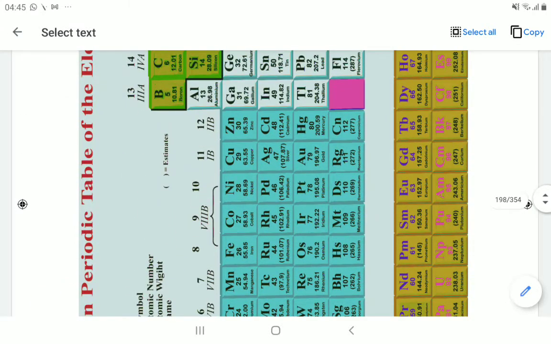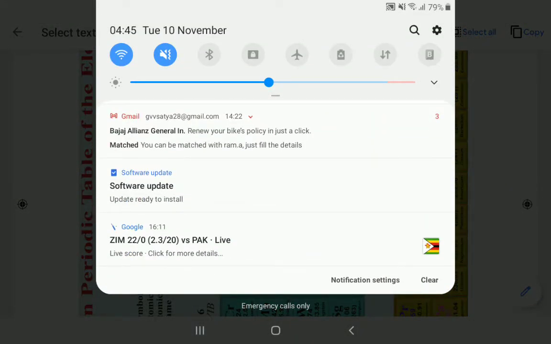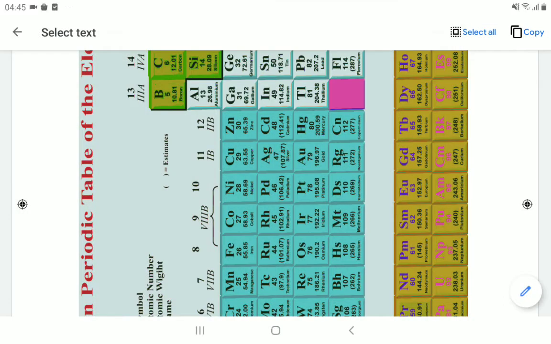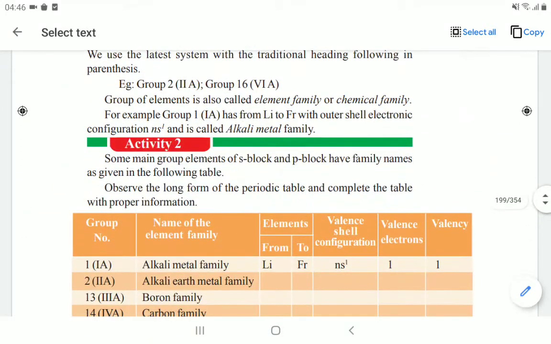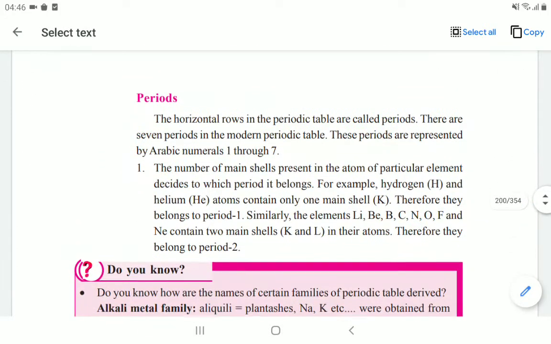by the elements. Okay, so this is about the modern periodic table, children. Today, after these periods, we are going to learn about some metals and non-metals also. What are the metals and what are the non-metals, we have to know. So here you see, children, metals and non-metals.